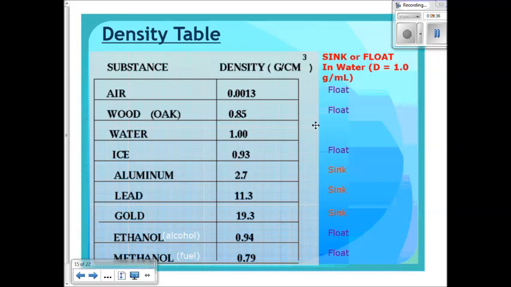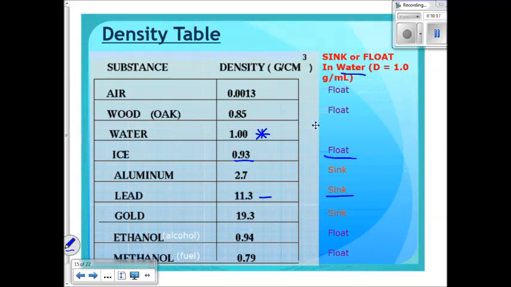Now, you're going to get density charts like this, which give you a bunch of densities. You need to be able to tell whether something is going to float or sink in comparison to, say, water. If we're looking at this value for water, which is 1 gram per milliliter, the things that are going to float have a density less than 1. The ones that are going to sink have a density more than 1. So 11.3 is definitely more than 1. That's why the lead would sink in the water. However, ice, 0.93, is less than 1. So that's why this one's going to float.